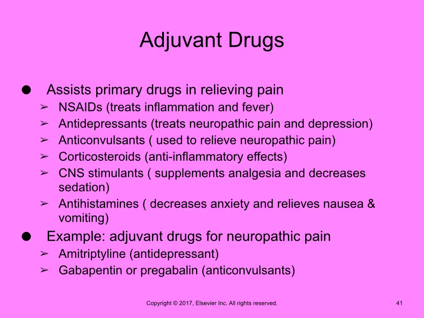Other adjuvant drugs that you can use to relieve pain, I mentioned the NSAIDs. Antidepressants can also treat neuropathic pain and depression. Anticonvulsants treat neuropathic pain, especially gabapentin, that's at the bottom of the slide. Corticosteroids I mentioned. Central nervous system stimulants decrease sedation and supplement analgesia. Antihistamines cause sedation, relieve nausea and vomiting, and decrease anxiety.